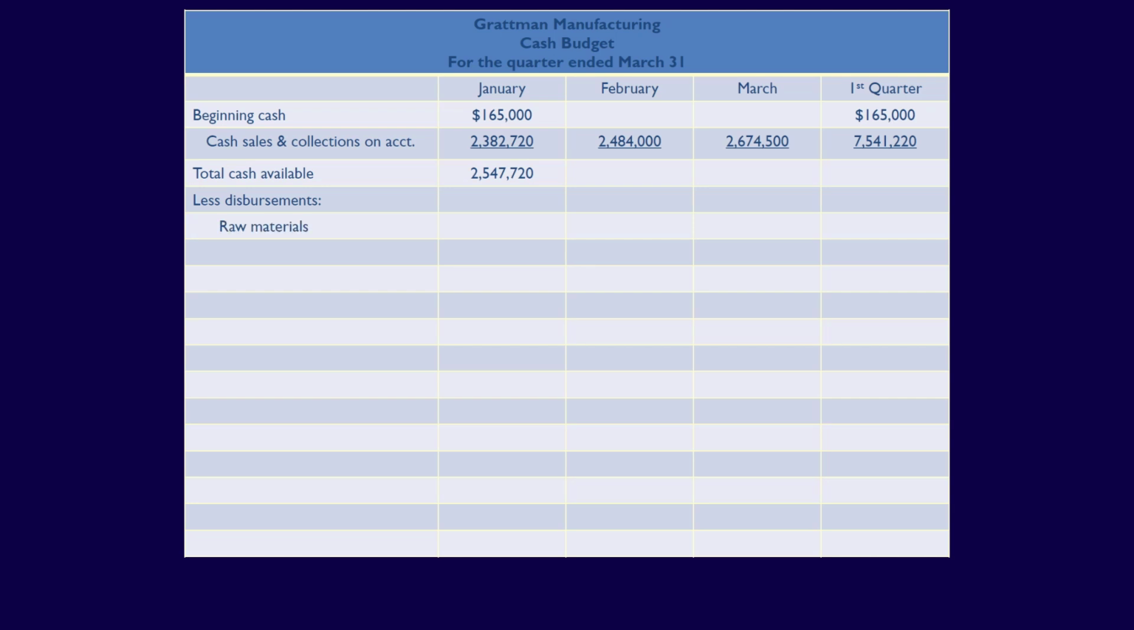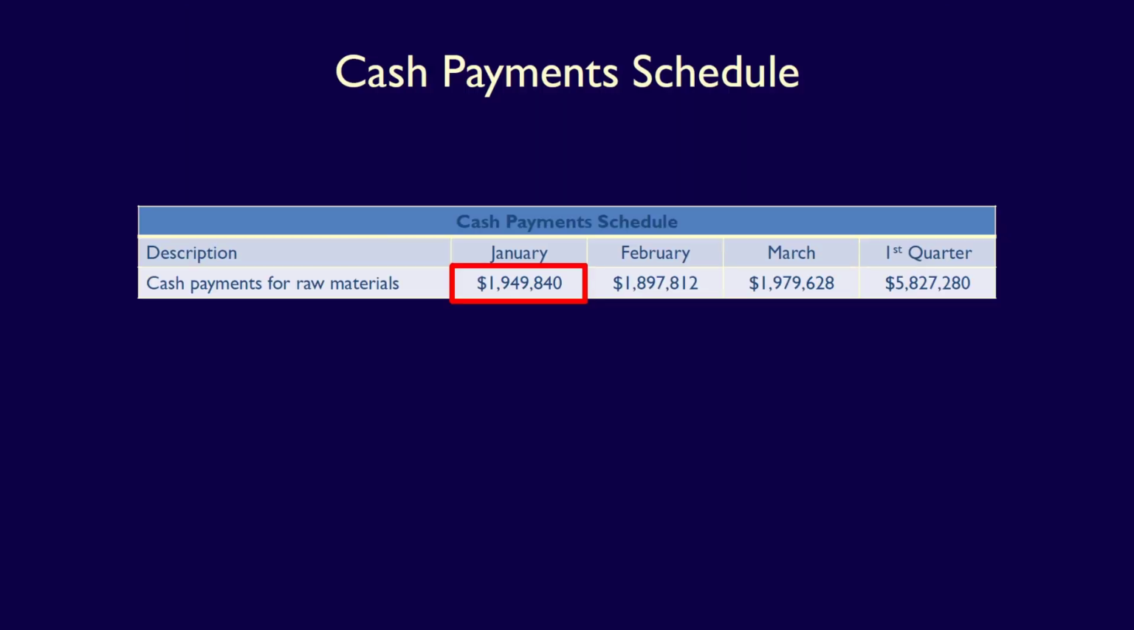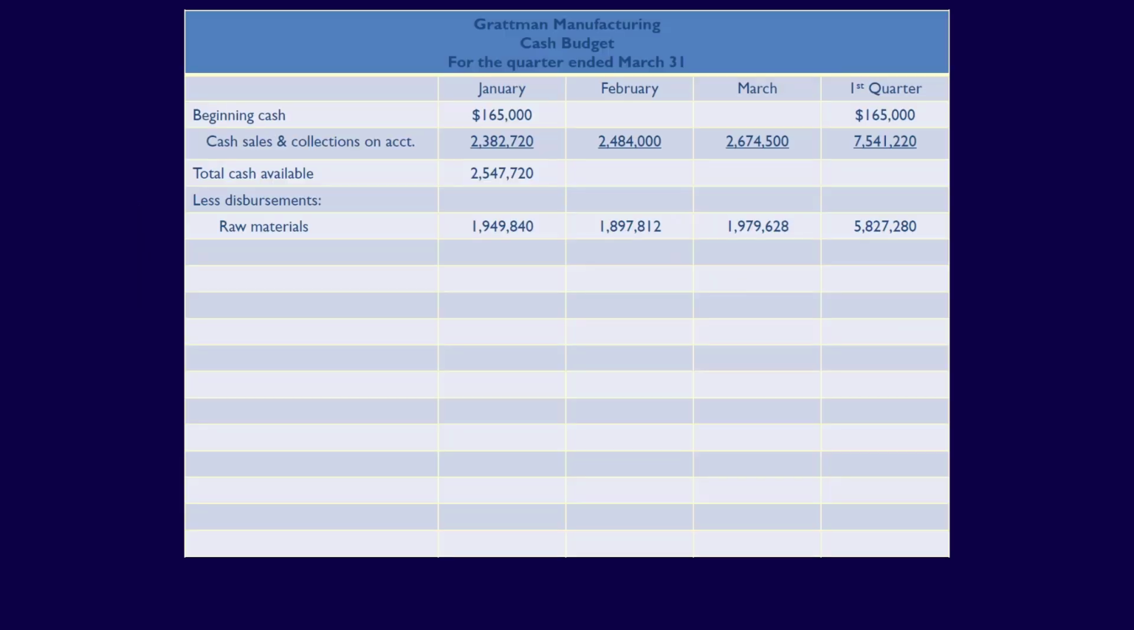We can start with the cash payments for raw materials. Where do we get that? We get that from the cash payments schedule. Cash payments for raw materials for January are $1,949,840. However, it would be easier if we took the cash payments for raw materials for all of the months and the first quarter and transferred them into the cash budget.